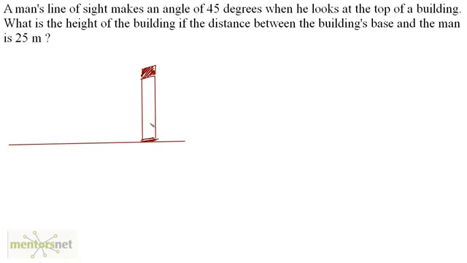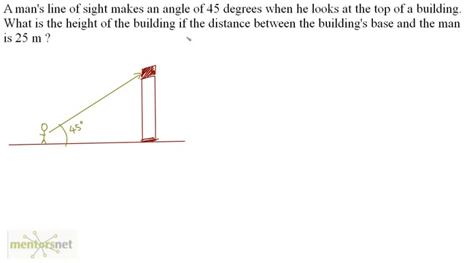Let us say that this is the building standing here and the man is standing here on the ground, right? Now the man's line of sight makes an angle of 45 degrees when he looks at the top of a building. Well, the angle of elevation here is 45 degrees. So this man, when he looks at the top of this building, makes an angle of 45 degrees with respect to the horizontal line, which is the ground here, right?